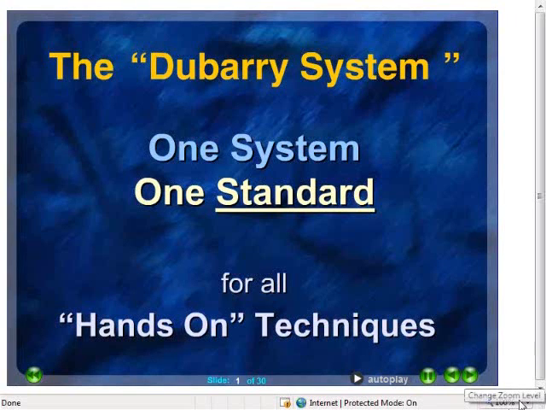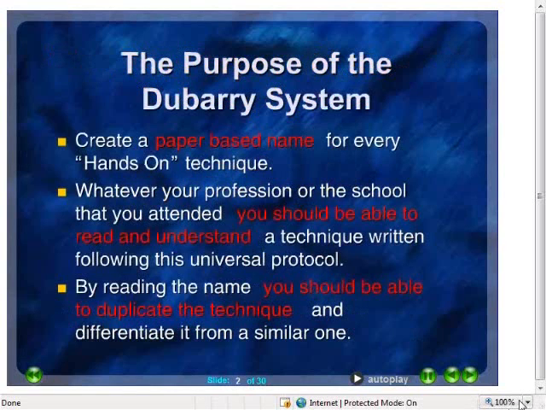The Dewberry System, one standard for all hands-on techniques. The purpose of the Dewberry System is to create a paper-based name for every hands-on technique.